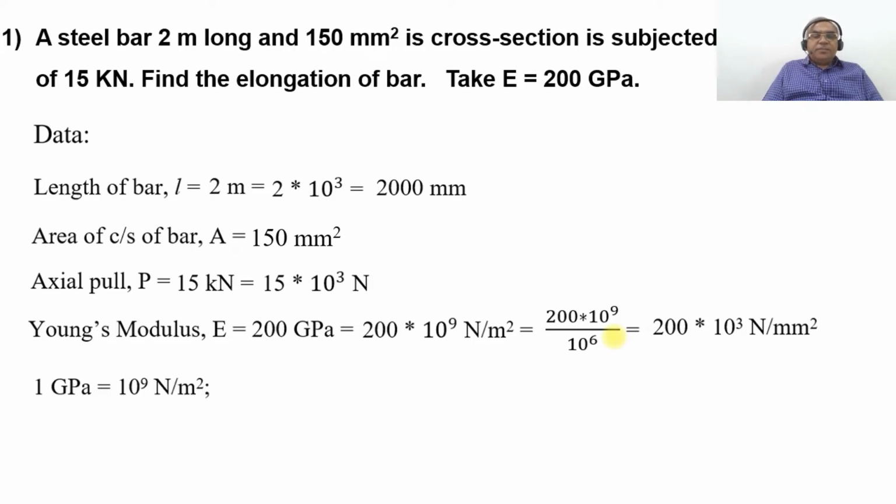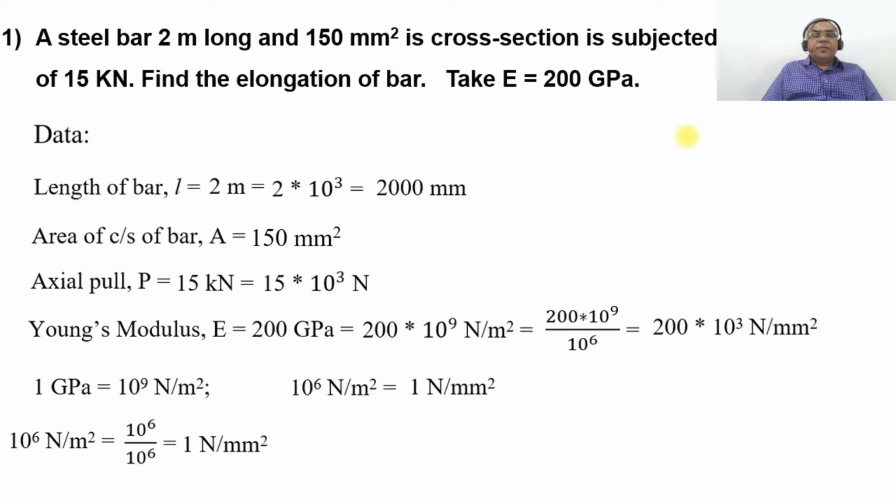So what is 1 GPa? How the conversion takes place is elaborated only once, in this particular problem, because this is the first problem and we are explaining in detail. 1 GPa equals 10 to the power of 9 Newton per meter square. So 10 to the power of 6 Newton per meter square will be equal to 10 to the power of 6 by 10 to the power of 6, so you will get 1 Newton per mm square.